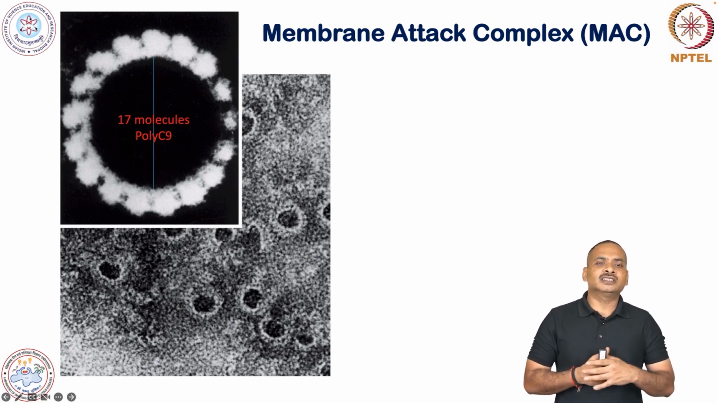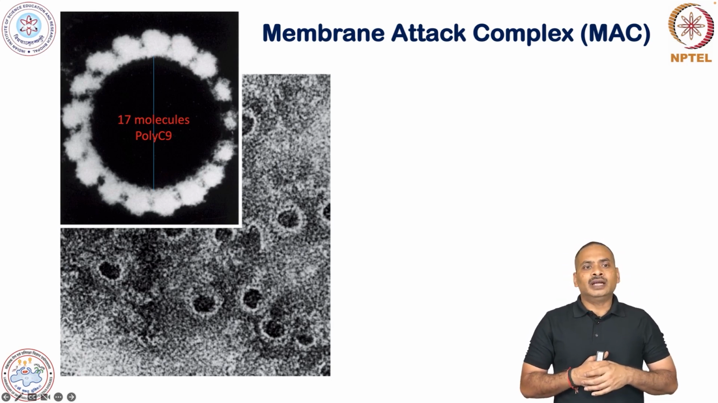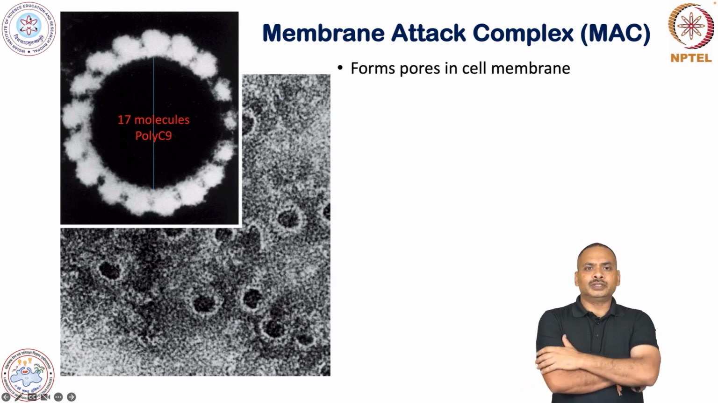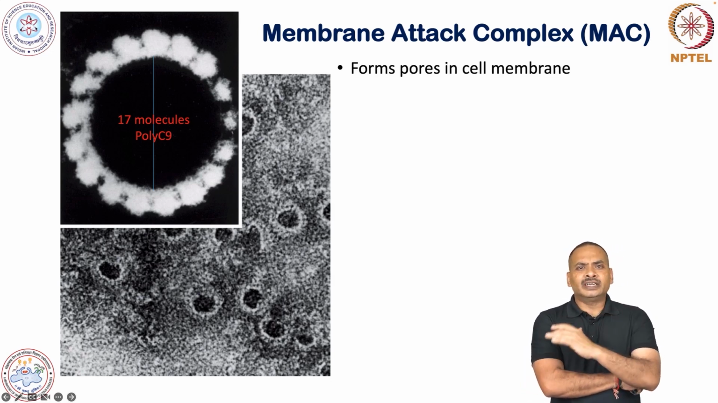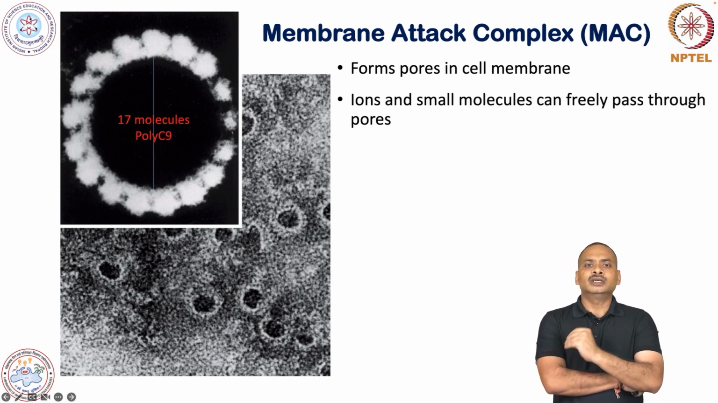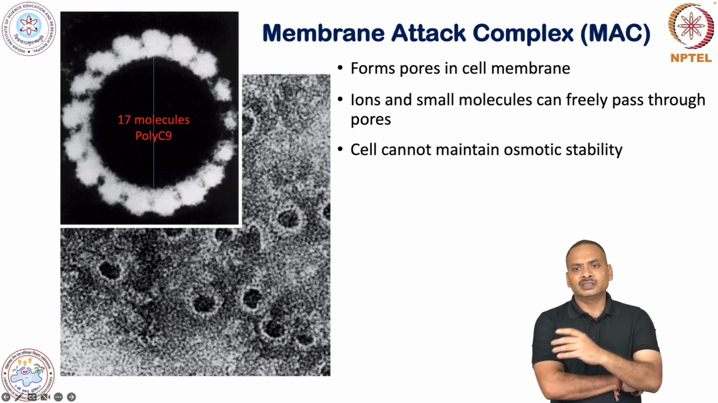Here you can see an electron micrograph, and this electron micrograph is showing a big pore in the target cell. Basically there are 17 molecules of poly C9, and this poly C9 makes a pore. So this membrane attack complex will make a pore in the cell membrane of the target cell. Ions and small molecules can freely pass through this pore, and the cell cannot maintain osmotic stability, and eventually the cell will die. So this is all about the classical pathway.